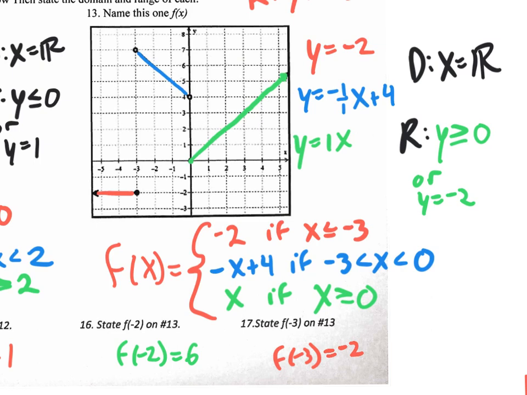Just for funsies, what if I said find f of 8? What would that be? Where would you plug in 8? Into the top one, the middle one, or the bottom one? Bottom one. 8's greater than 0. So if you plugged in 8, what would that be? That would simply be 8. So sometimes you can see it on the graph. If you can't, then just use the algebra.